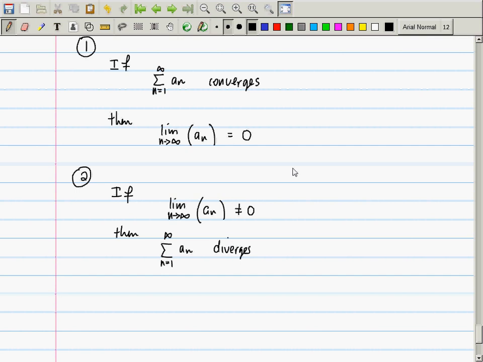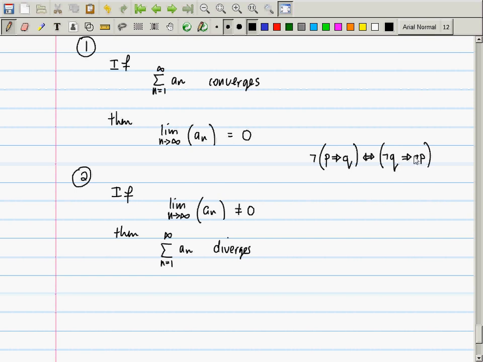So this is the thing. These two statements are logically equivalent. They're logically equivalent in the following sense, for those of you that have taken or will take some kind of mathematical logic or philosophical logic class. The statement P implies Q is equivalent to not Q implies not P. Okay, so then if the series converges, then the limit is zero. If the limit isn't zero, then the series can't converge.